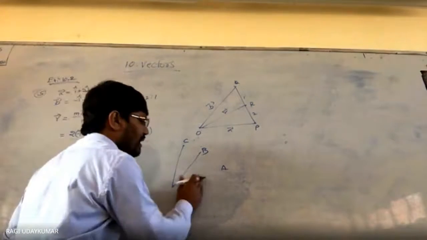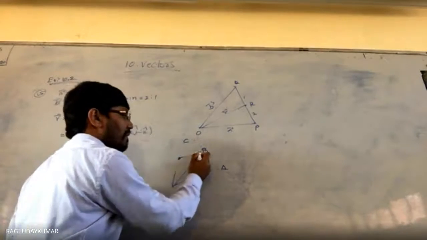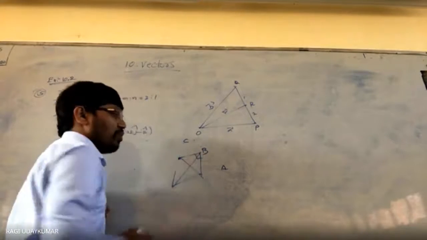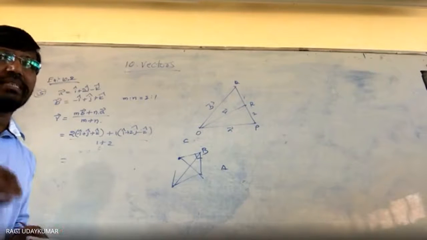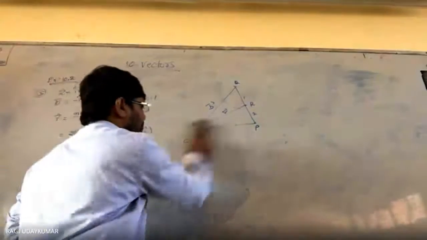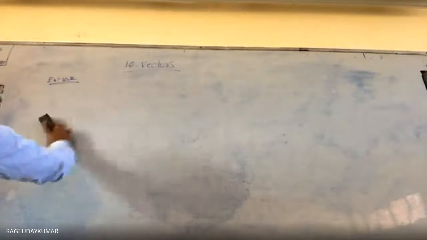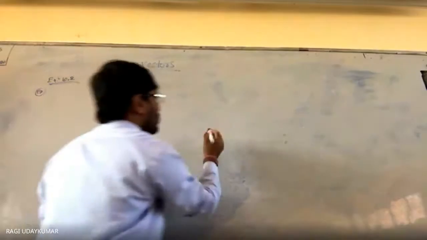These three forming a right angle triangle means, suppose you join these two, the angle will be 90 degrees. So you need to find out the distances here, whenever position vectors are given. I will explain this problem. So here in the 17th question, the position vectors of the points A, B, C are given.